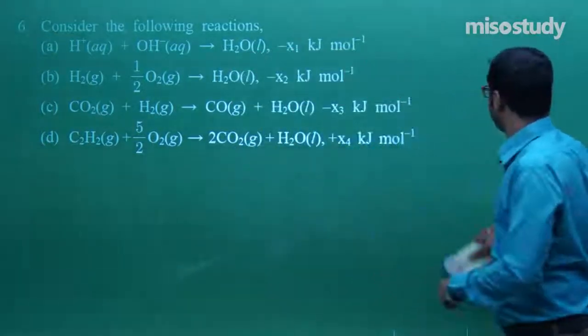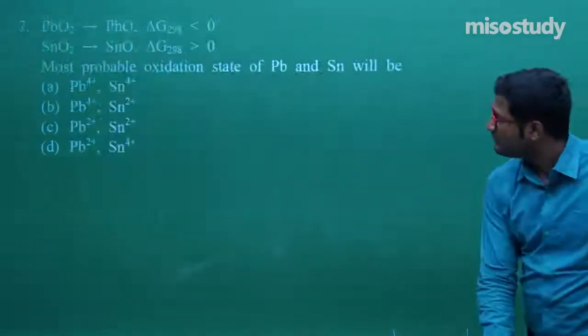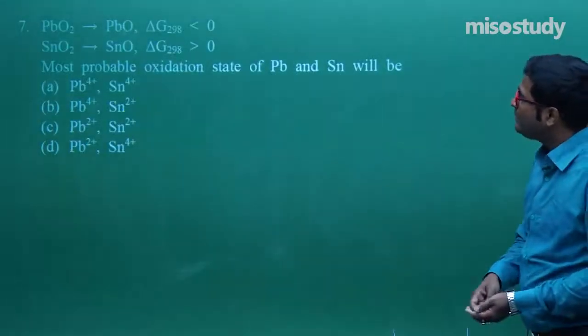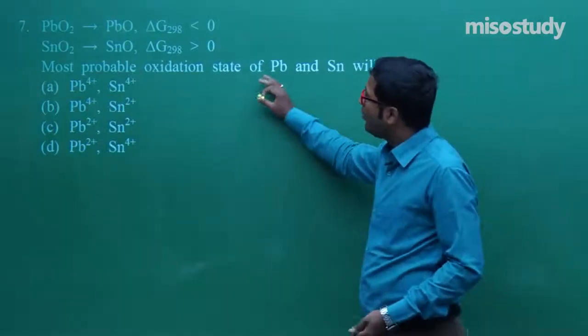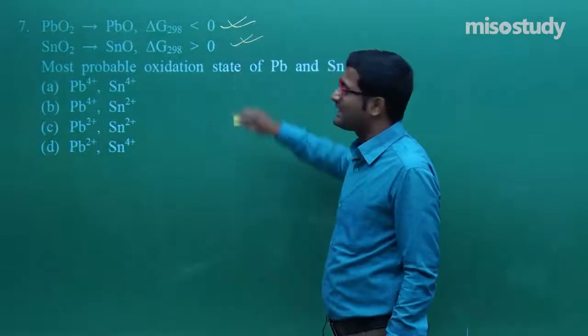Wait for a moment, give me a few seconds. Now, what is question number 7? What is given? PbO2 gives PbO. Here delta H in the first case is negative and in the second case delta G is positive.